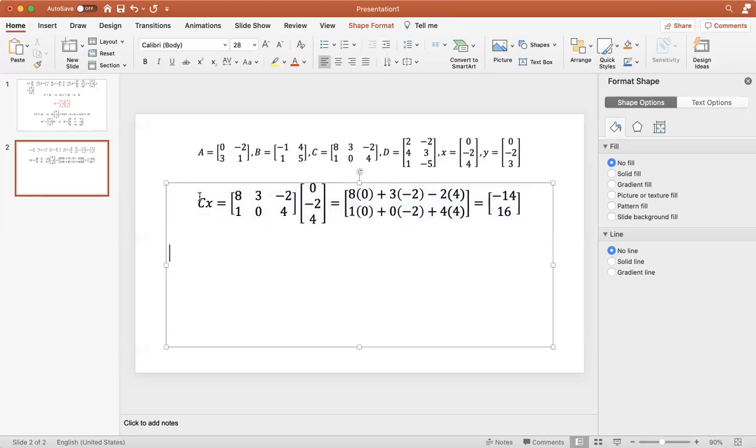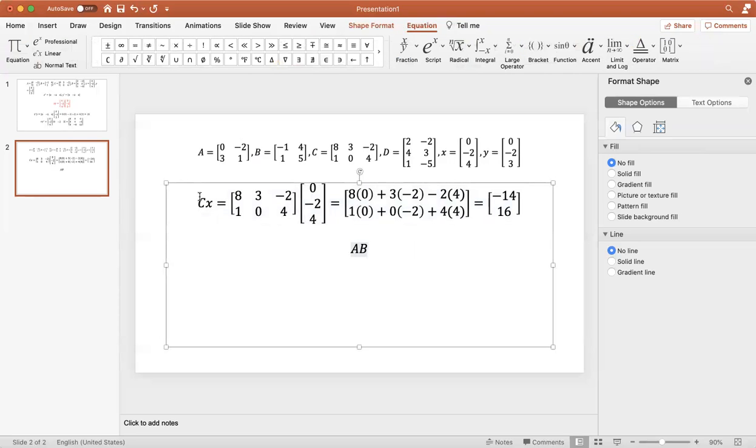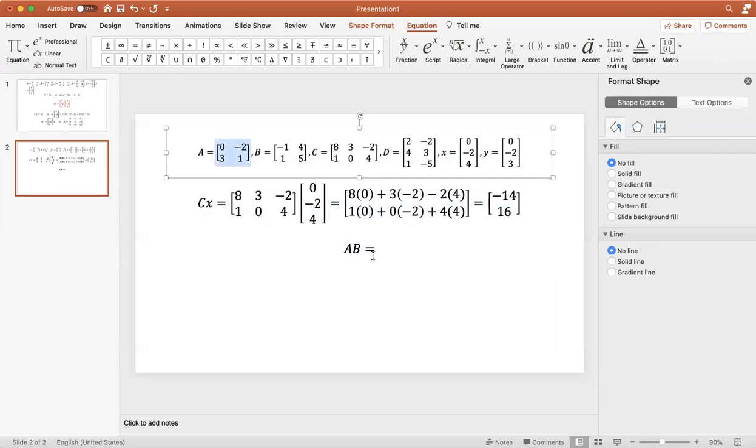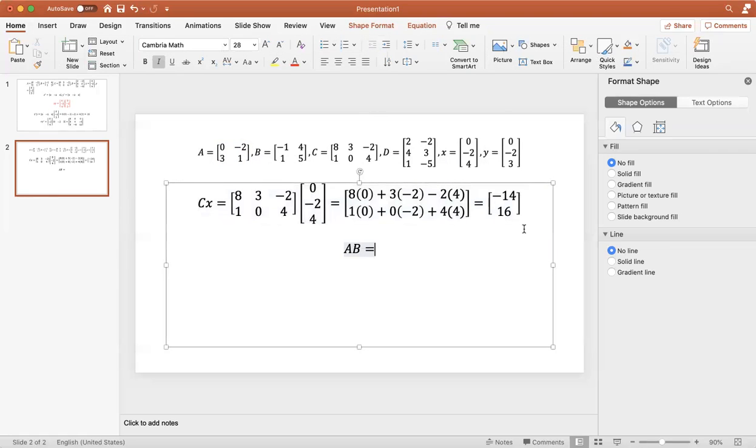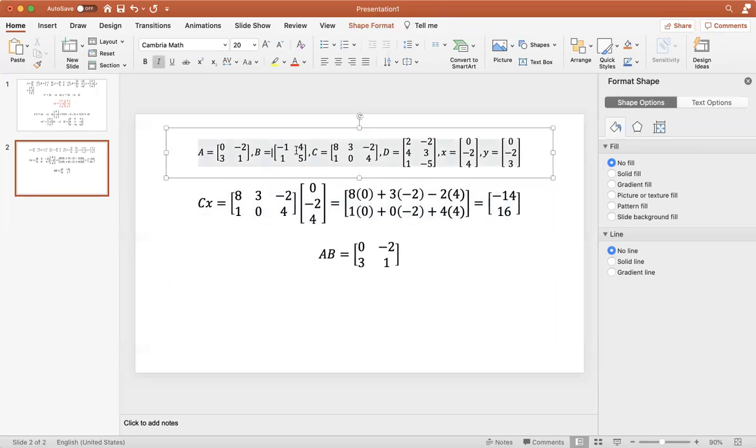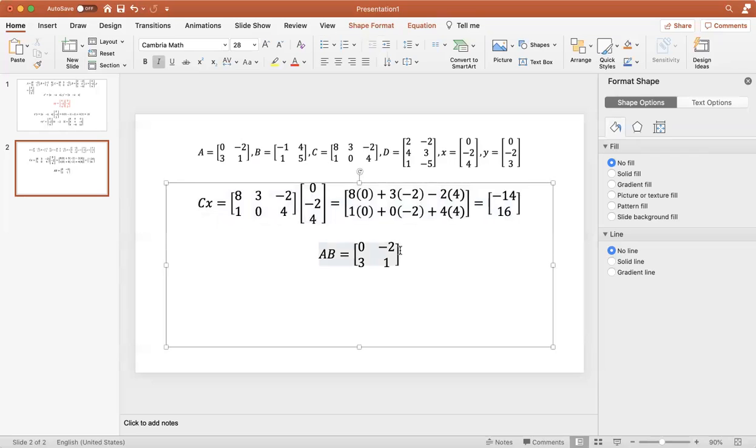Now, what if we try to multiply two matrices? If we try to multiply AB, that's going to be the product of 0, negative 2, 3, 1, this matrix times this matrix. This is a square matrix, this is a square matrix, so you have the same dimensions. This is a 2 by 2, this is a 2 by 2. So the resulting matrix should also be a 2 by 2 matrix. Okay, so let's add a placeholder.